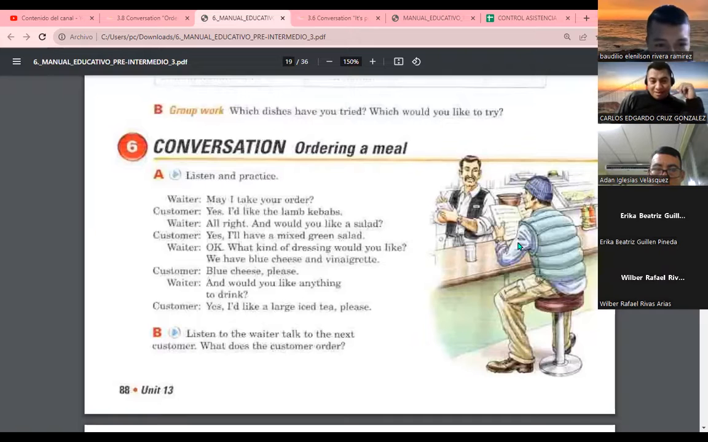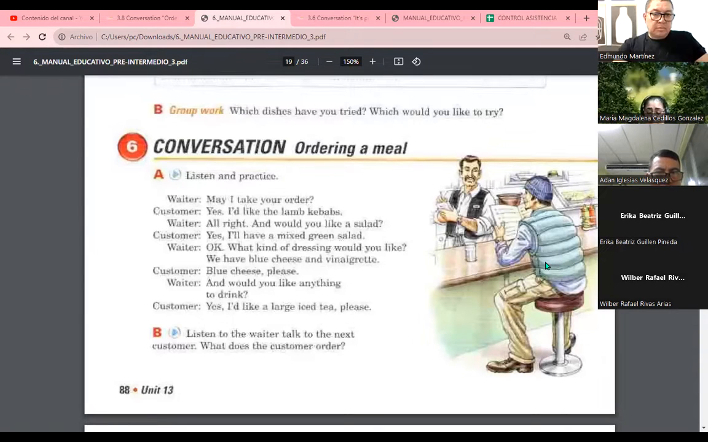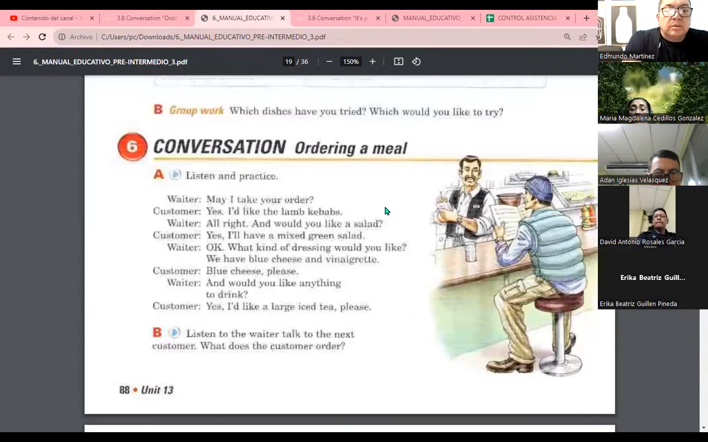May I take your order? Yes, I'd like the lamb kebab. All right. And would you like a salad? Yes, I have a mixed green salad. Okay, what kind of dressing would you like? We have blue cheese and vinaigrette. Blue cheese, please. And would you like anything to drink? Yes, I'd like a large iced tea, please.